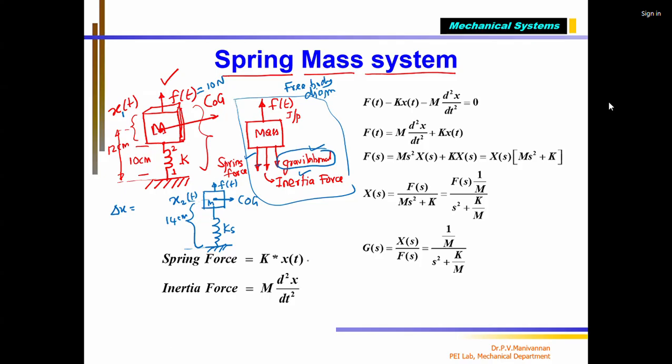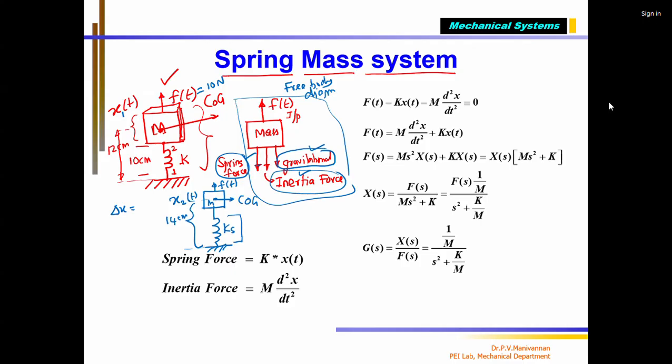Now we know the spring force. That means there is a force exerted by the spring, which is what we call the spring force. The other one is that the mass element has a mass, and because of that there is a gravitational pull, and because of that there is an inertia force. That force we call the inertia force. And there are two forces.